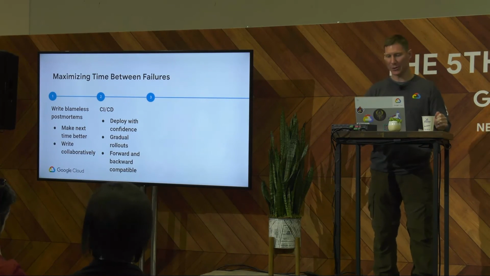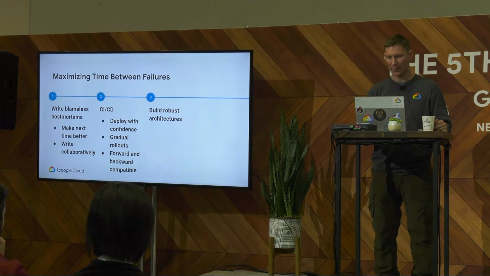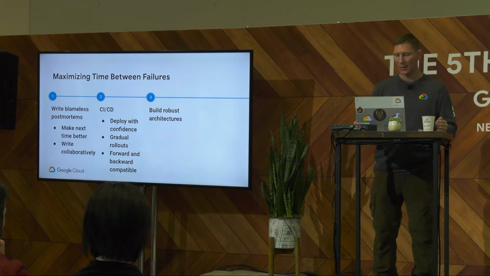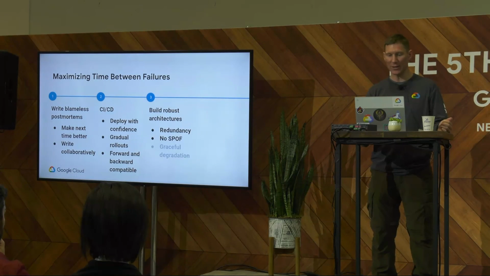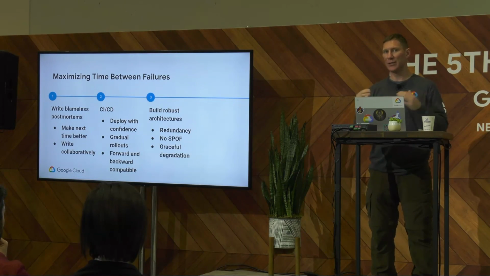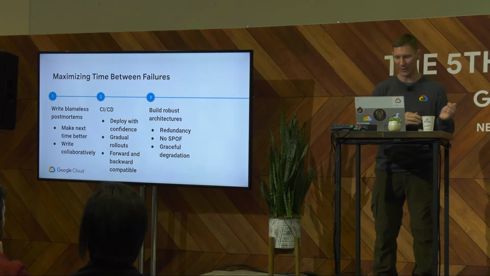Next is about your service architecture overall. So what makes an architecture robust? Your architecture is robust if it continues serving your users despite significant internal failures. Think redundancy, no single points of failure, graceful degradation. This means reduced functionality when there's an outage instead of no functionality when there's an outage.